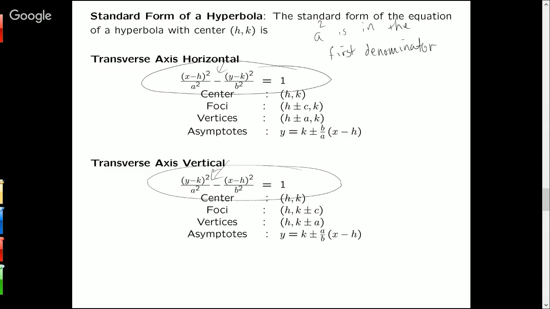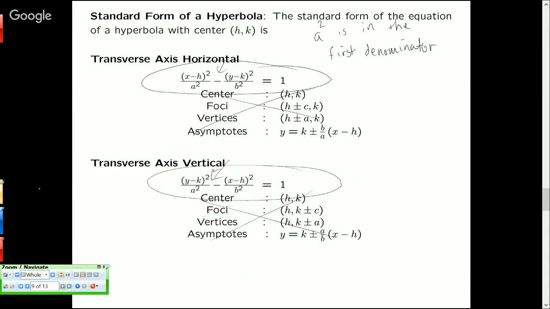That really doesn't matter to you, but if you're trying to figure that out, a squared is what is in the first denominator, the positive one. Don't worry about the center, foci, and asymptotes. I'm going to show you how to sketch all of that. Here again, it's all based off of the center.